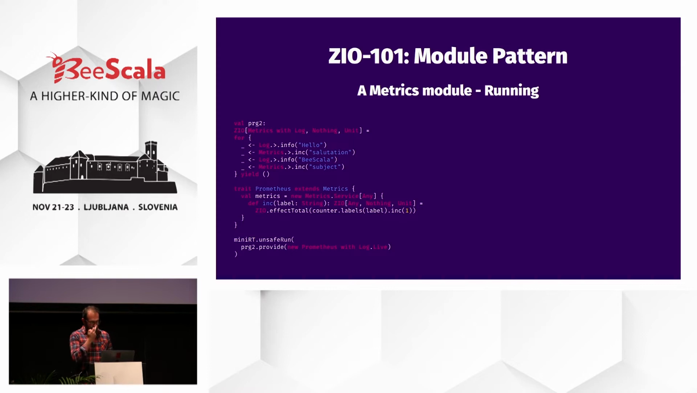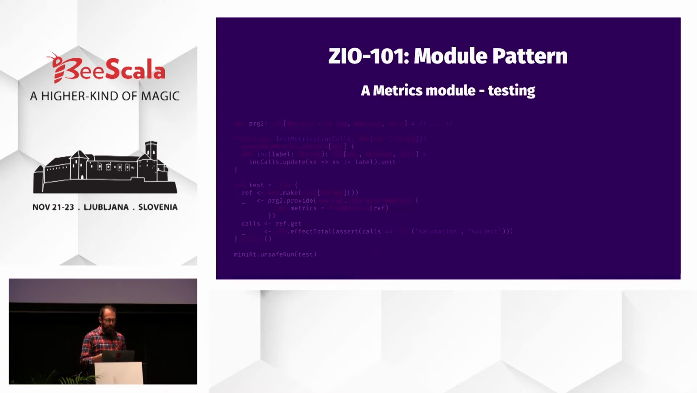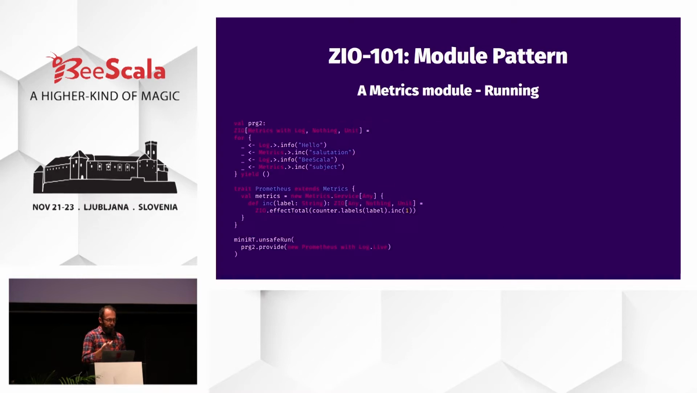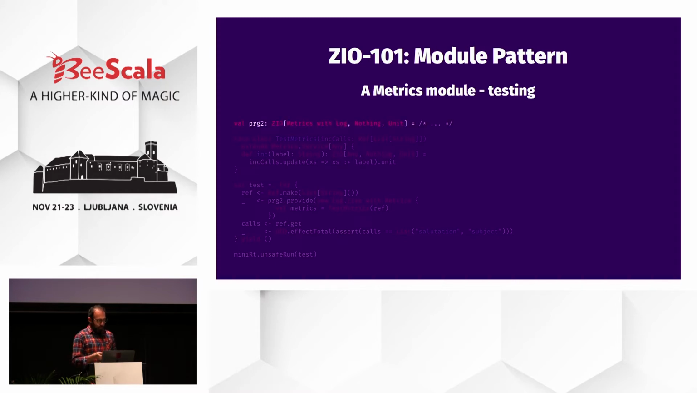Another great thing that this approach provides us with is the testing capabilities. Looking at this program, I want to test that it calls metrics once with salutation and once with subject. How do I do that? The first thing is to define an implementation of the service. Here we back it with a Ref. Ref is a construct to handle concurrent mutable state, preserving functional referential transparency. I construct the service passing a Ref inside that contains a list of strings, and for every call to my inc method, I just append the label that I'm calling with to this list.